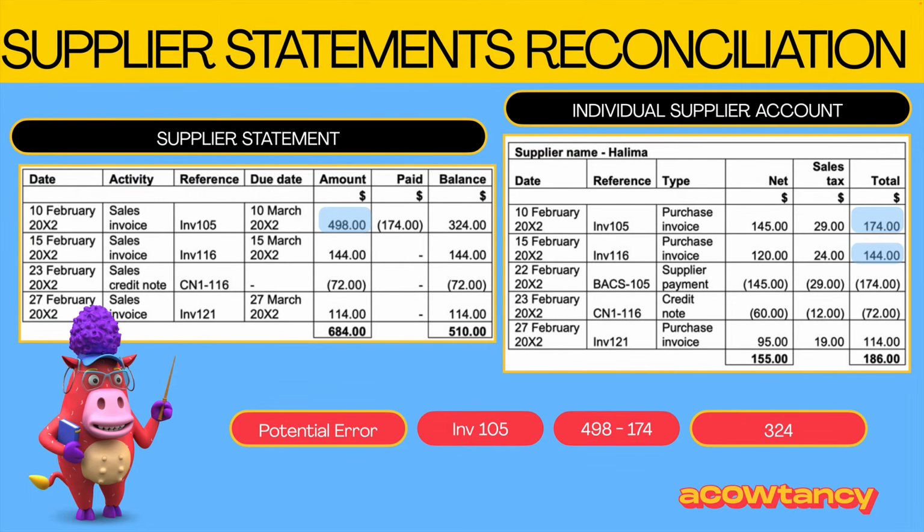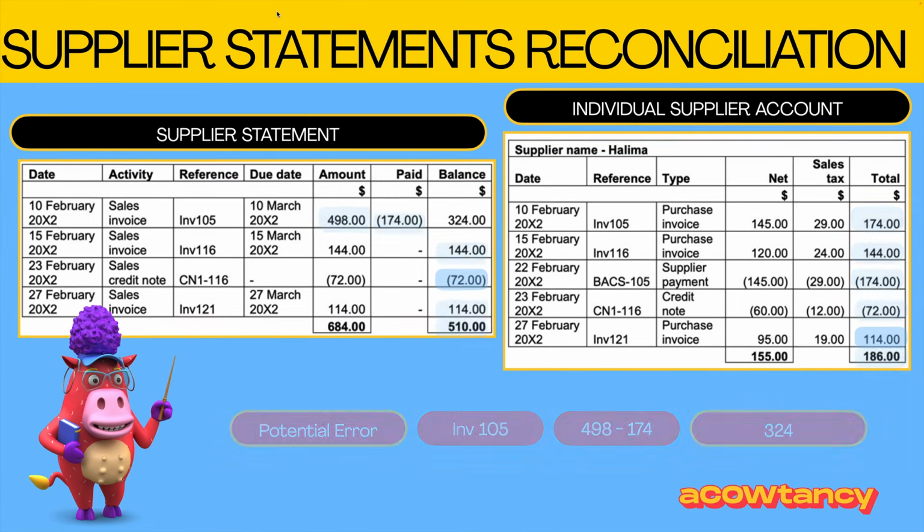We said we've got written in that we made another purchase of 144. They agree, they've got that. Then we think we paid them 174. They agree, they've got that. Then we think we got a credit note of 72. They agree, they've got that. Then we think we made a payment of 114. They agree, they've got that. And that's it. So the only difference between our 186 and their 510 is that 324.